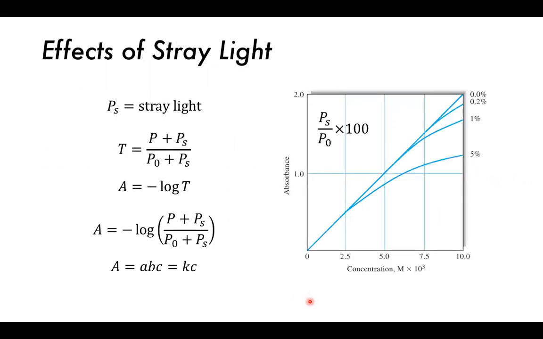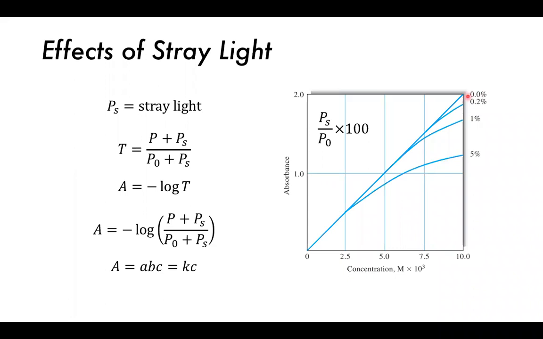Okay, so what are the effects of stray light? Typically it means that we see a reduction in the observed absorbance. PS is the power of the stray light over P0, which is our regular radiation. So we see here the percentage of stray light. In an ideal case, we have 0% stray light. So what is stray light? Stray light is light inside of the spectrometer which didn't come from our light source or didn't come from the sample. And so it has the effect of reducing the observed absorbance.